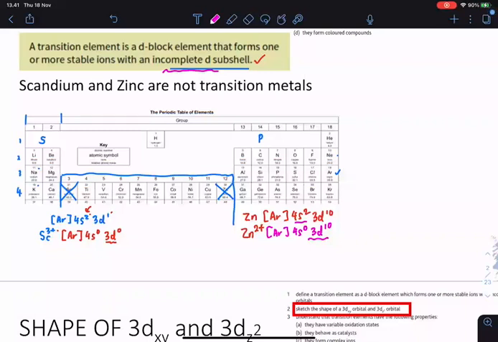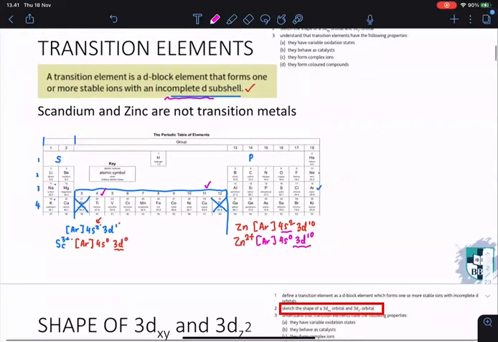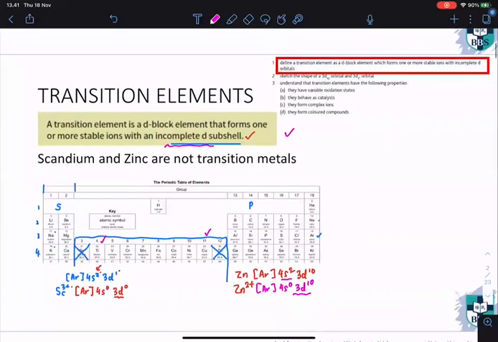In our syllabus, we just need to learn about titanium all the way to copper. And we need to define what is going to be a transition element. The definition is already given, and that's why I have highlighted it over here. This is from your syllabus.